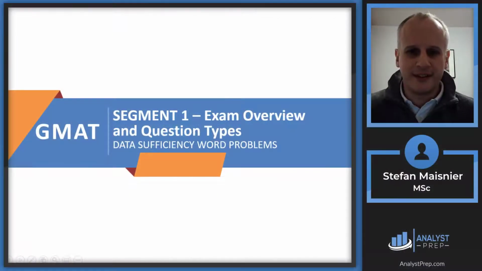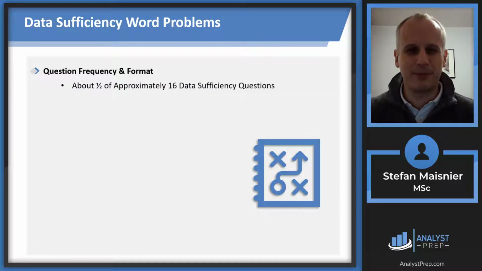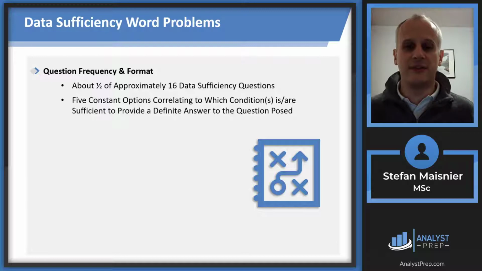Hello and welcome to this lesson on Data Sufficiency Word Problems on the GMAT quantitative section. So let's start by just talking about the question frequency and format for these word problem data sufficiencies. There'll be approximately half of the 15 to 16 data sufficiency questions in a given quantitative section, so about 8 problems, and they're going to have the same 5 constant options correlating to which conditions is or are sufficient to provide a definitive answer to whatever the question posed is.